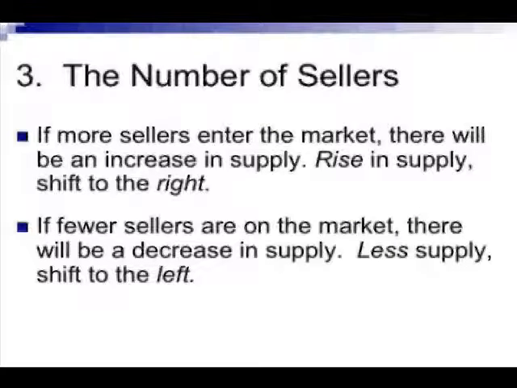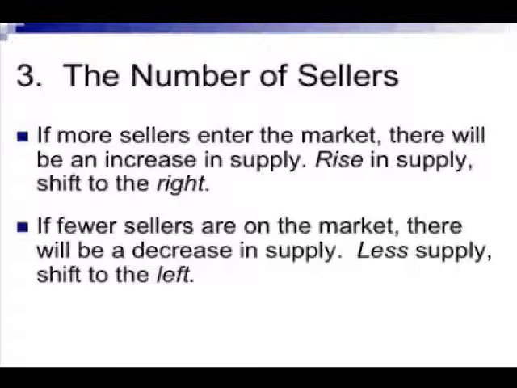Let's go ahead and take a look at another determinant of supply, and that's the number of sellers. This is market supply. The number of sellers is going to impact the entire supply of something. And this is really very straightforward. If more sellers enter the market, there will be an increase in supply. Rise in supply, shift to the right. If fewer sellers are on the market, there will be a decrease in supply. Less supply, shift to the left.